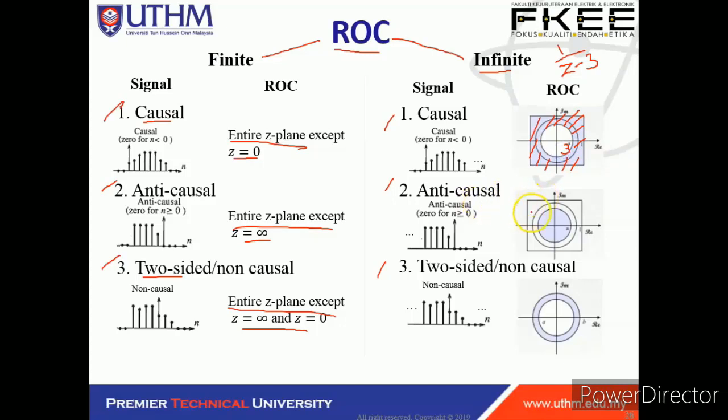Next is for the anti-causal. For example, if we have 1 divided by 2 minus z, our z is equal to 2, and the value of z is lower than 2. That's why it is in the circle. So the A value here will be equal to 2. And for the non-causal, it is the intersection between two ROC, and usually it is in the form of a ring.